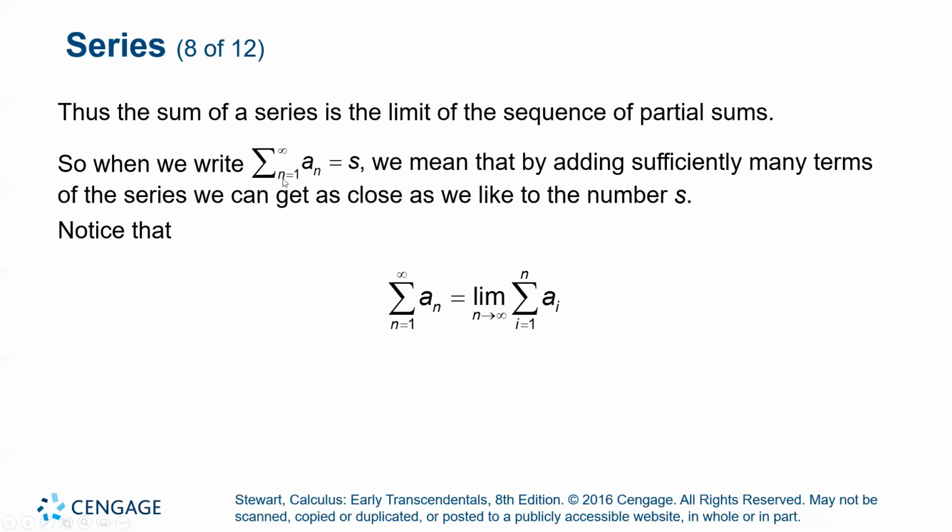So when we write the sum of a_n equals S, meaning the overall sum from n equals 1 to infinity, we mean that by adding sufficiently many terms of the series, we get close to S. That is the final sum.